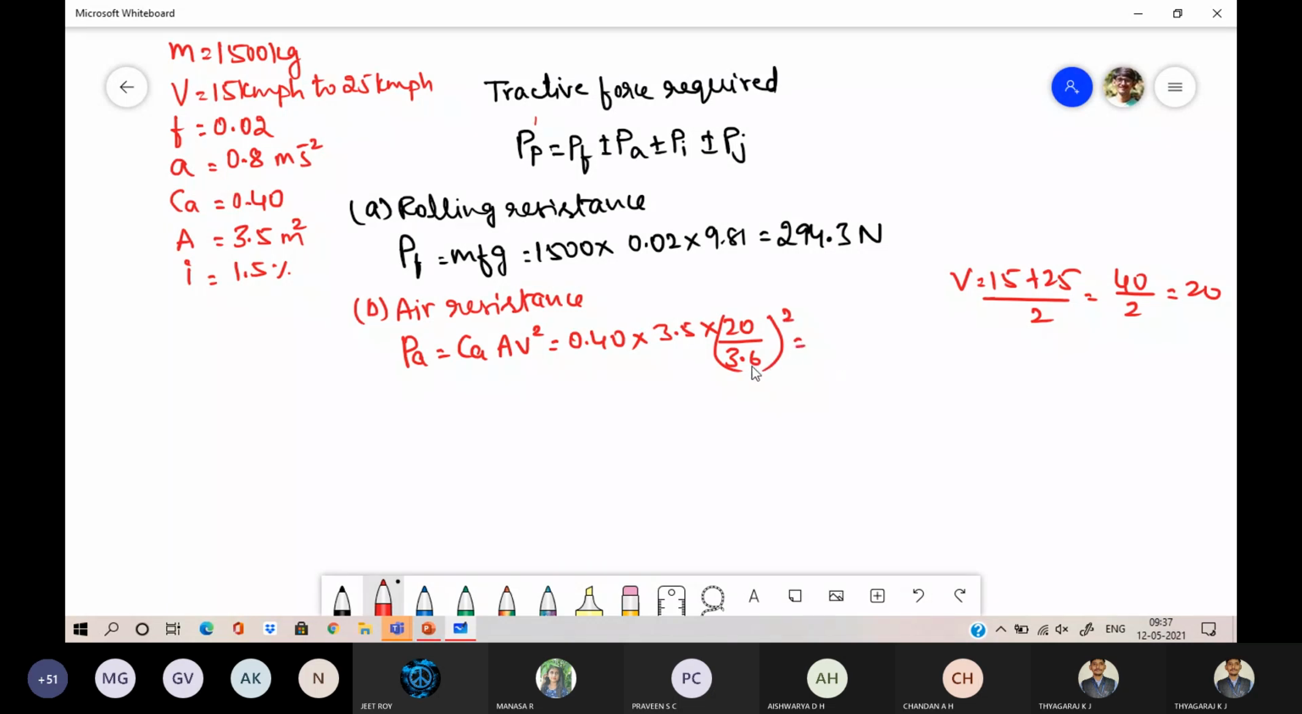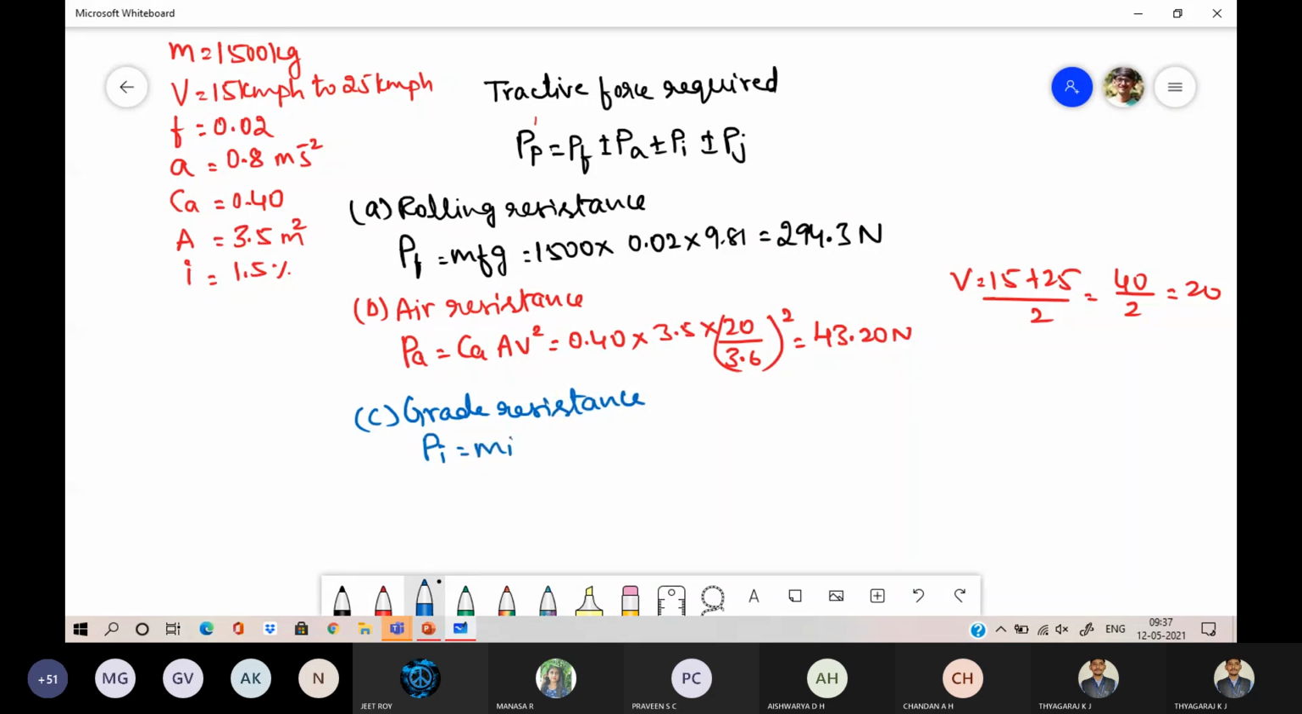So how much will you get? Are you going to get 43.20 Newton? Check it. Are you going to get 43.20? Then grade. Yes, sir. Okay. Then grade resistance.